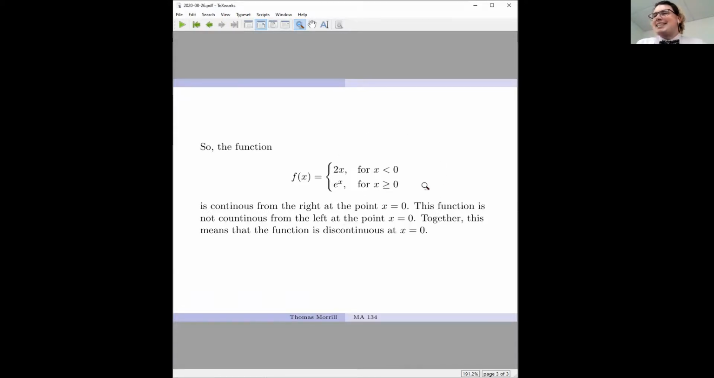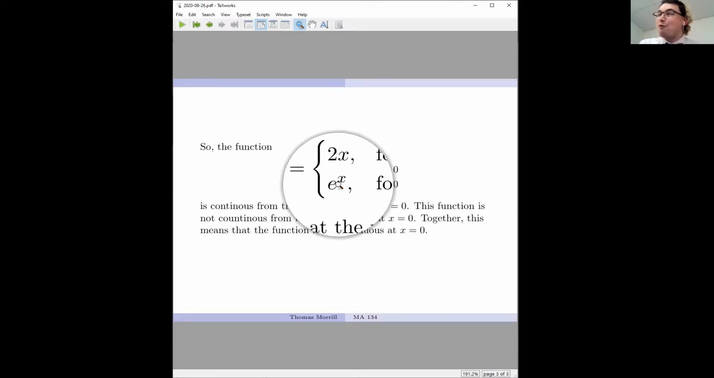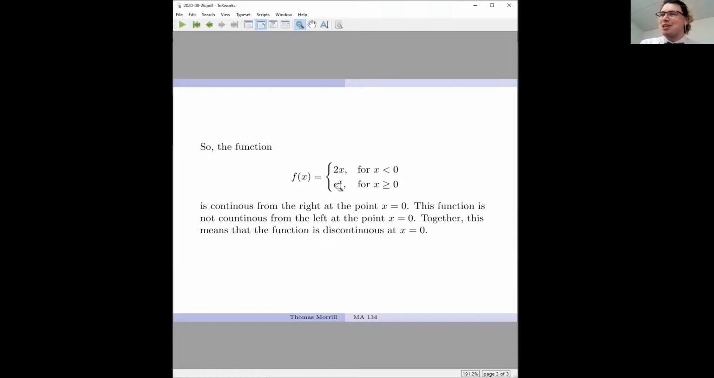So the side that has the equal sign on it will be the side that has continuity. Now again, that's only as long as the formula there is also continuous. So I got to check, is e to the power x a continuous function? Yes, it is.